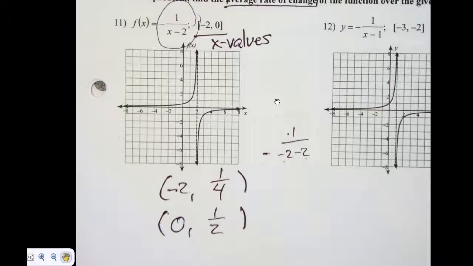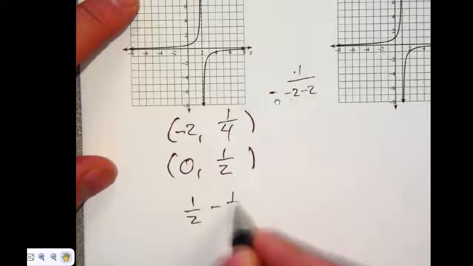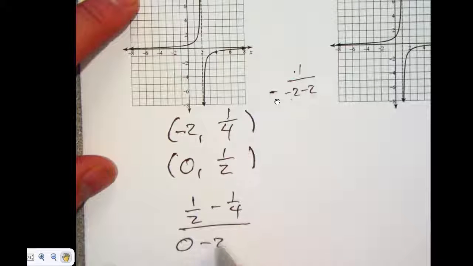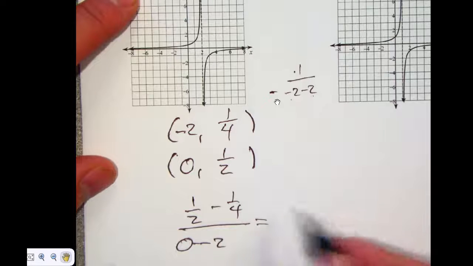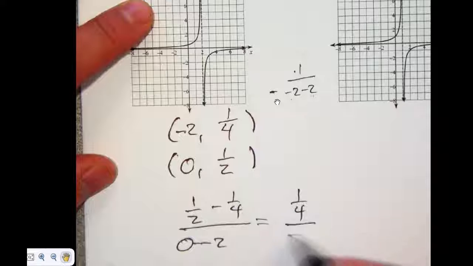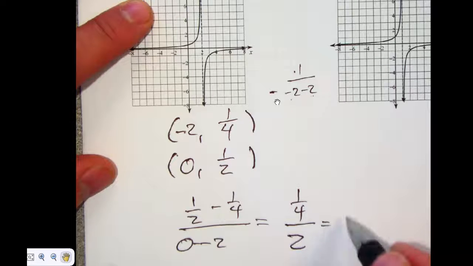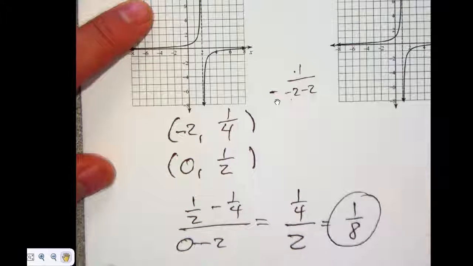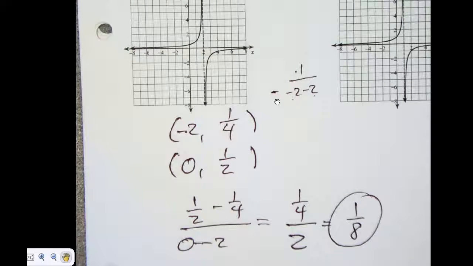And then they just want the slope between those, so they make your life a little easier. They're not asking for the entire equation, just the slope. So then you're going to go 1/2 minus 1/4 over 0 minus -2. So 1/4 over 2. You could just leave it like that, really, but that's 1/8 if you want to simplify it down.